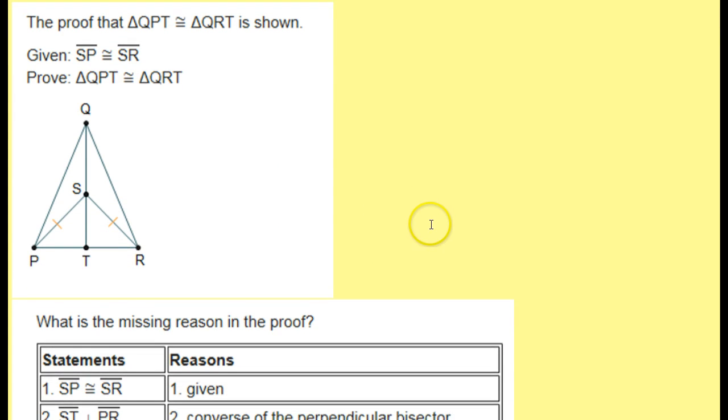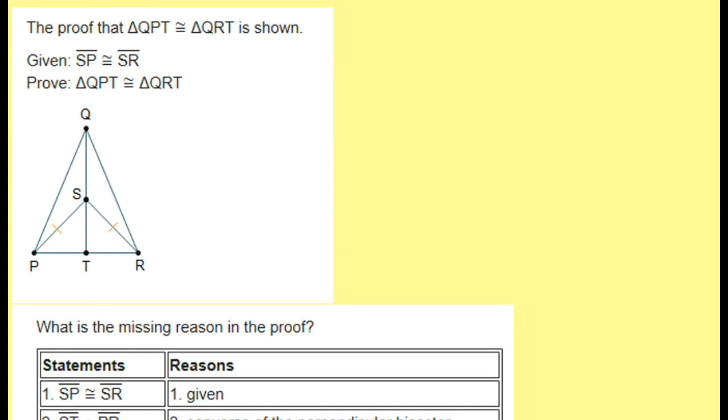Okay, this question is about a proof. See what we can do. So the proof that triangle QPT, okay, so just so you know, triangle QPT is this triangle shown here in blue, and that's supposed to be congruent to triangle QRT, and that triangle is this triangle over here that I just colored pink.